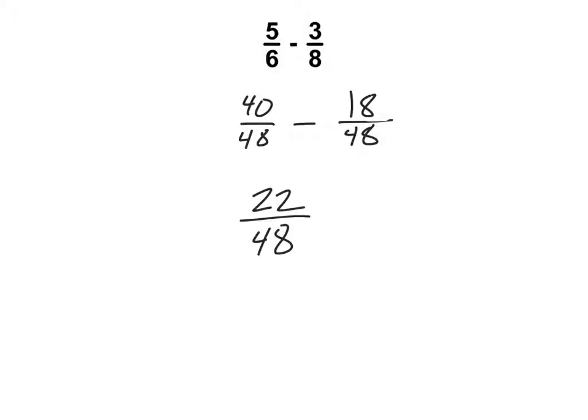All right, so we got 22 over 48, but of course that's not done, right? We got to reduce that. And so notice I can divide top and bottom of this one by 2. Okay, so then that would give me 11 over 24. That would then be my final answer. And this work is perfectly fine.